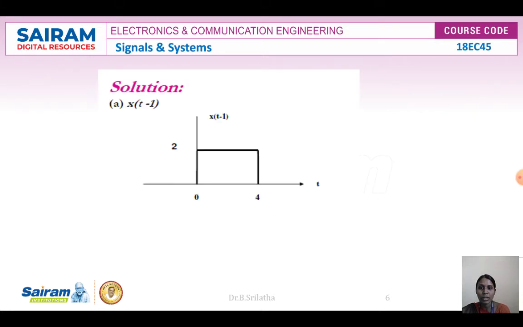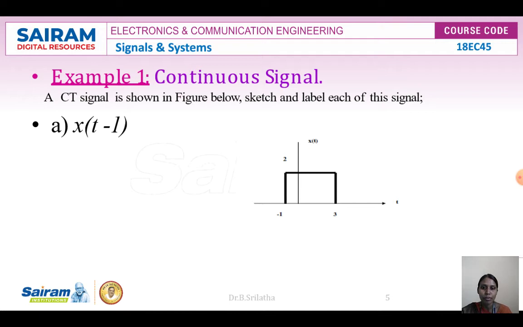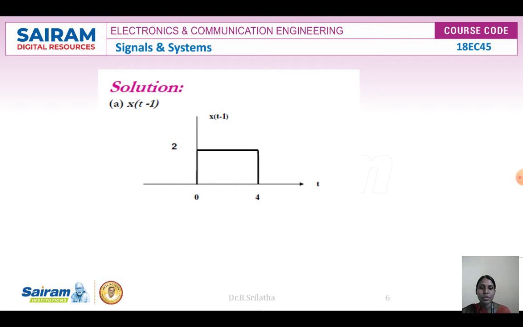So here t naught is positive, so we are going to shift one interval to the right-hand side. Minus 1 becomes 0 on this side, because in x of t minus 1, t minus 1 is equal to 0 gives t equal to 1. We shift 1 to the right side because t naught is a positive value. So the waveform now starts from 0 and goes to 4.